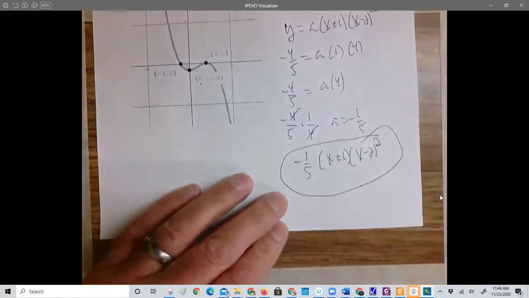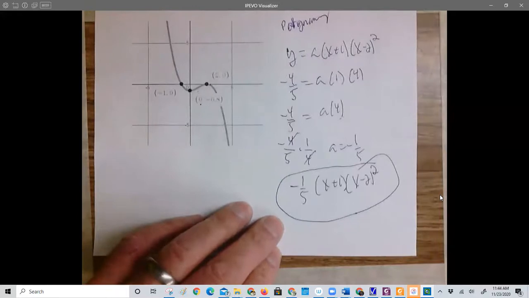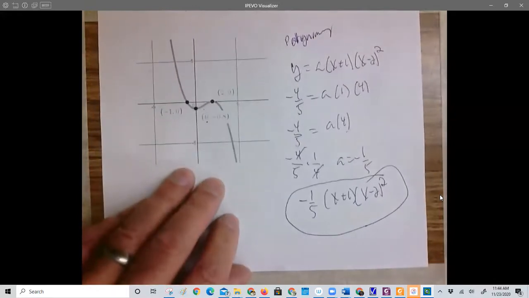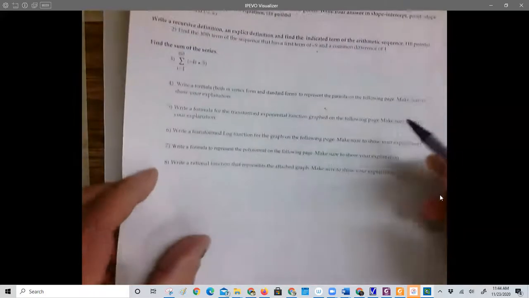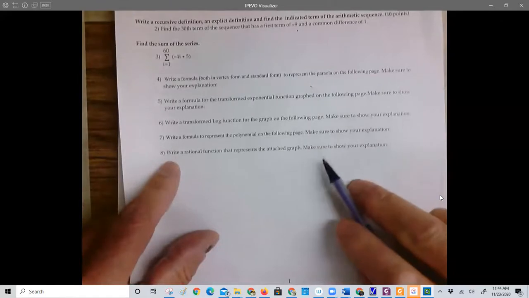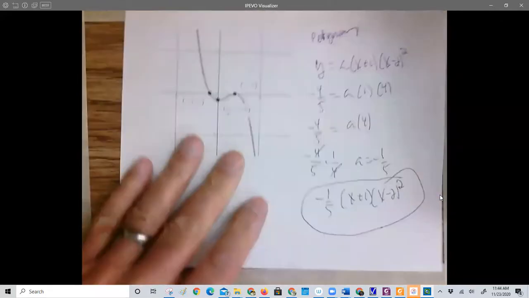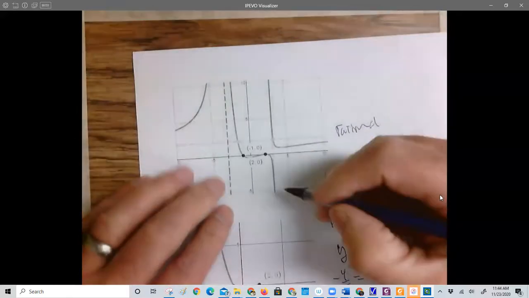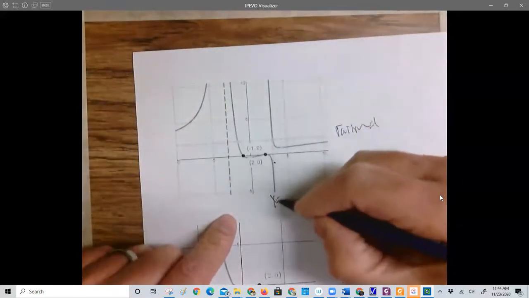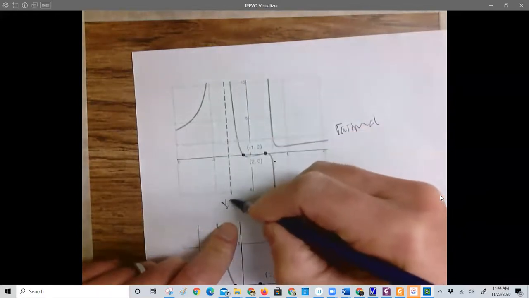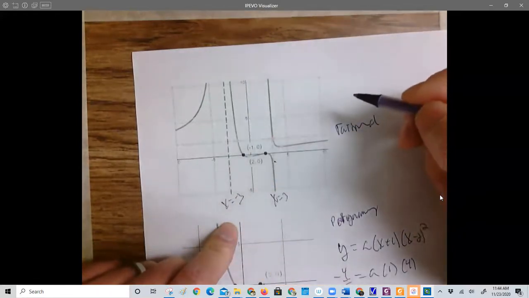And we don't have to expand it all out. It didn't say to. So now the very last question on this practice problem set and the very last question on your live problem set is find the rational function. Well, we only have one left here. So what do I see? I see a vertical asymptote at x equals 3. I see a vertical asymptote at x equals -3.